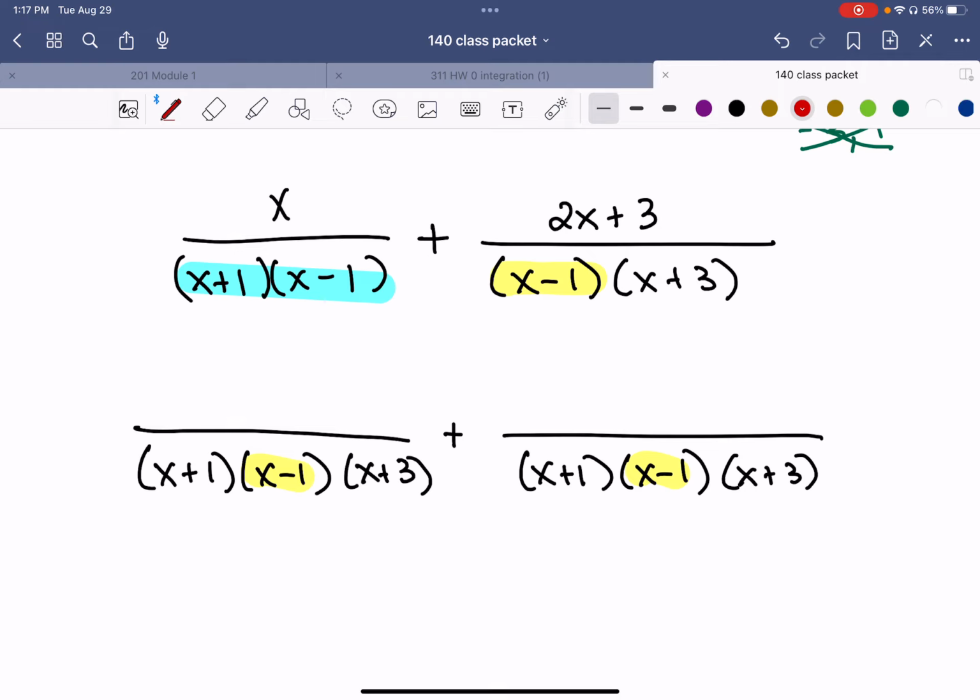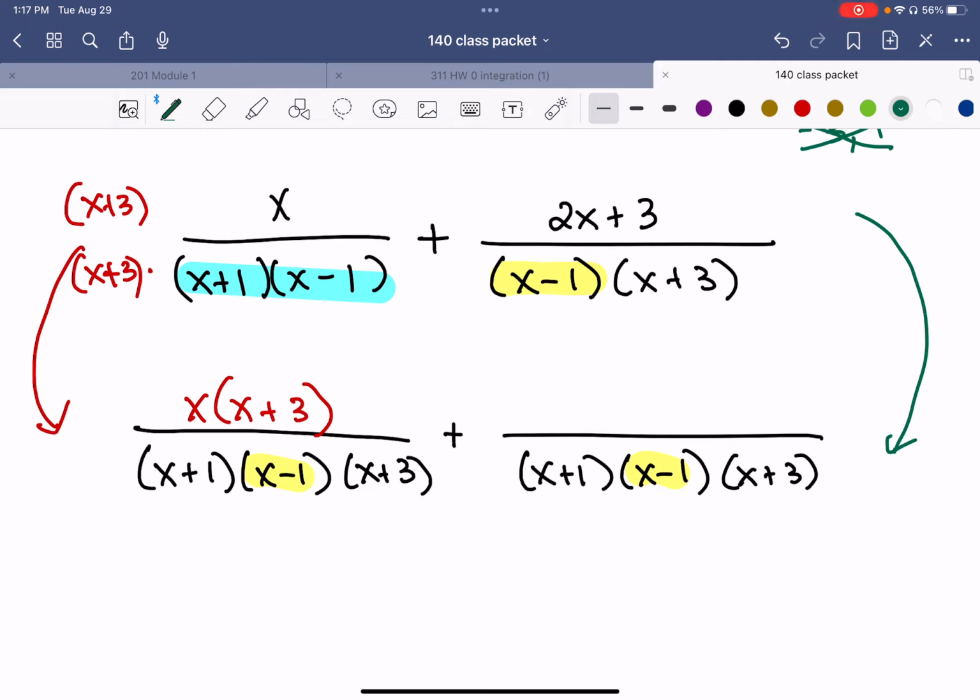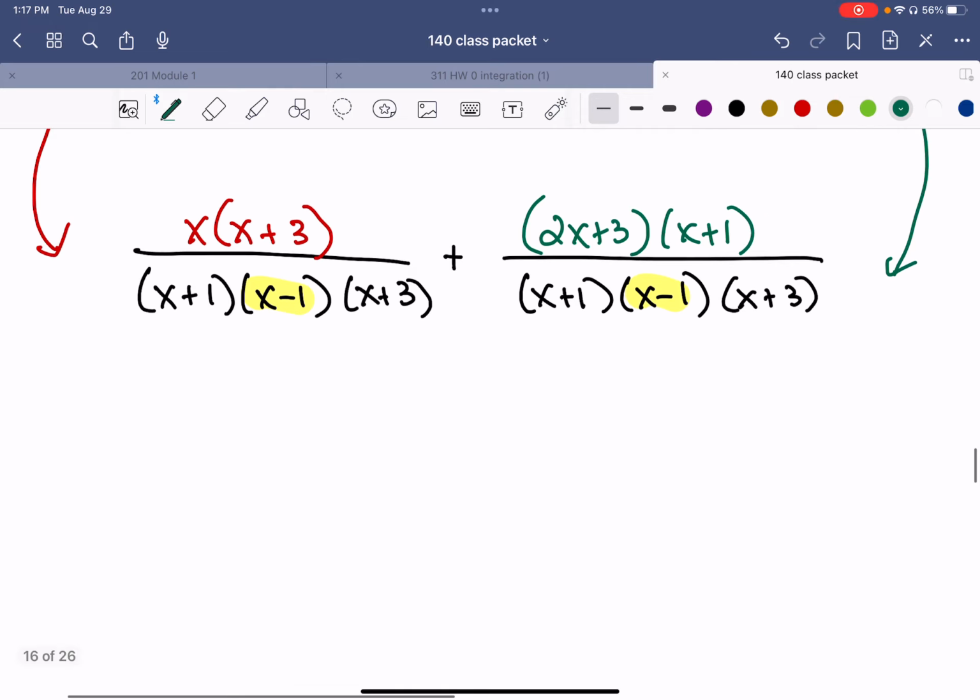Now, how do I compensate for the fact that I changed the denominators? Well, on this side, what I did was I multiplied by x plus 3. So I'm going to have to do that on the top and the bottom. So I will have x times x plus 3 up in the numerator. On the right-hand side, we multiplied by x plus 1. So we're going to do that top and bottom. And that's going to mean that I end up with 2x plus 3 times x plus 1 in the numerator.